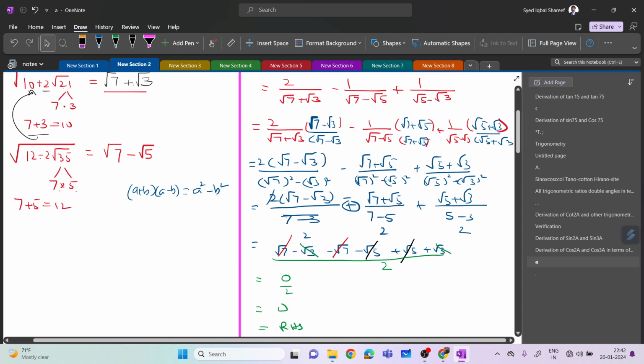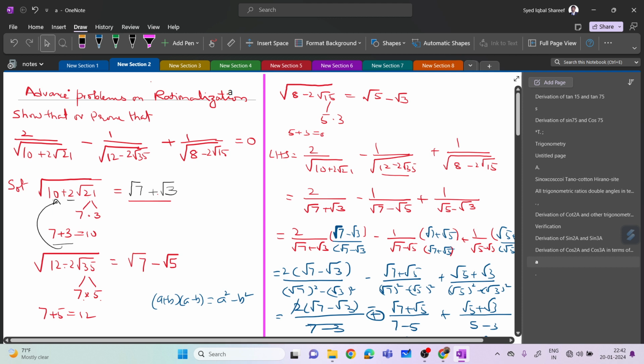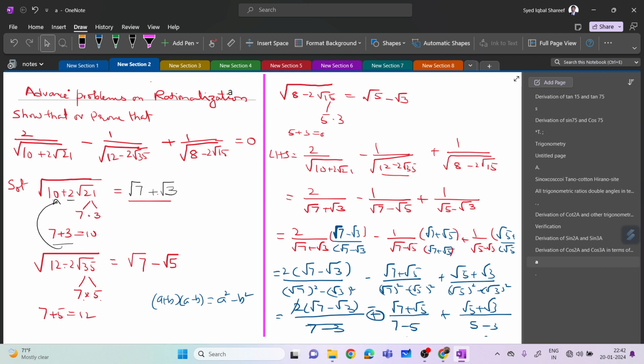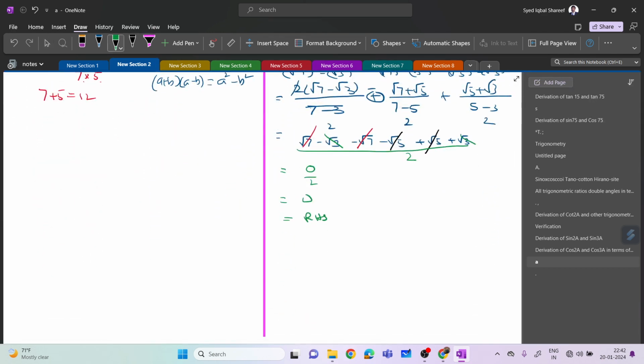We proved this. The problem is a little bit confusing, but we have done it very easily. First, finding the square roots. Consider it two steps only. First step, find the square roots. Second step, rationalization and simplification. That's it. Let me do one more problem.